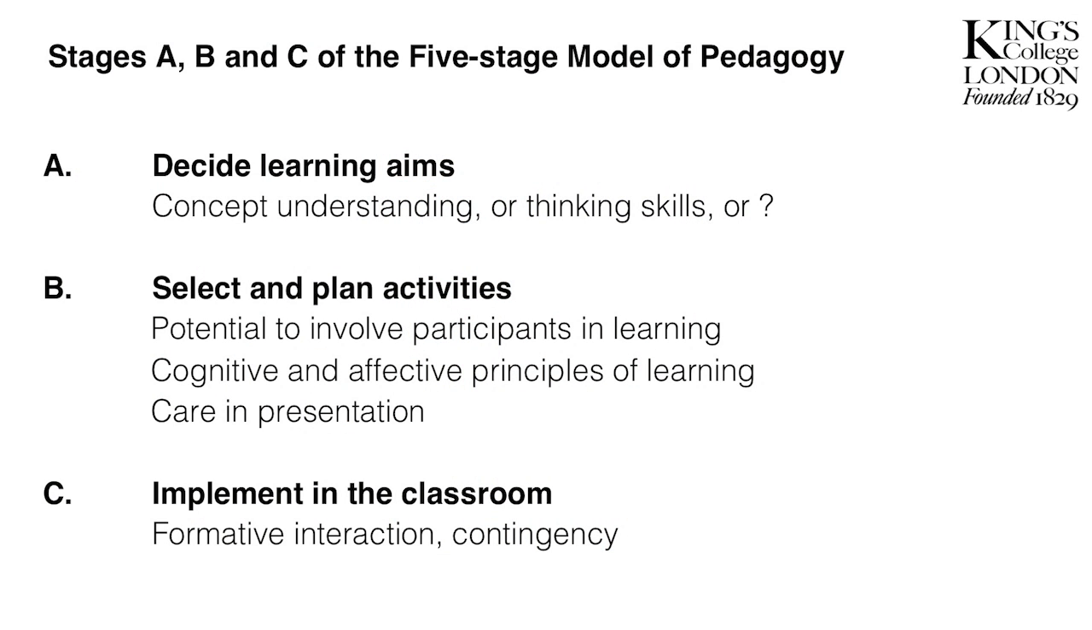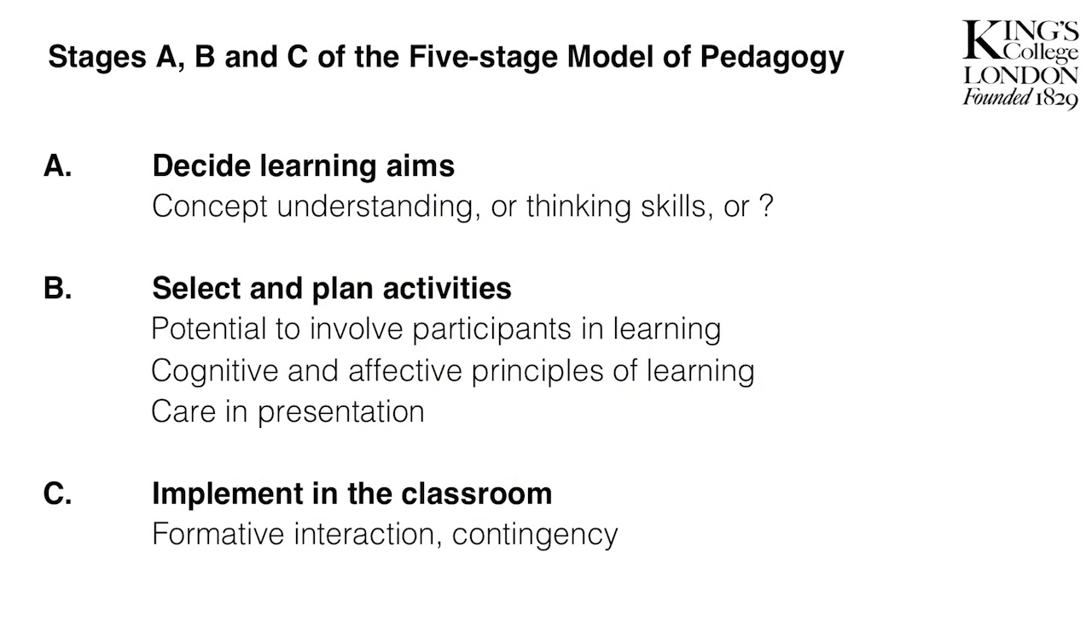Let's look at the first stages of that five-stage model, and they are decide the learning aims. Does that involve concept understanding or thinking skills or simply rote learning or something that everyone should be able to trip off the tongue or whatever? It depends on your educational values and what your ambitions are for education. Then you select and plan activities. You have in mind the potential of those activities to involve the participants in learning. Will they entertain them? Will they excite them? Will they lead them to want to listen? Then in the plan you should build in the cognitive and affective principles of learning, and I'll say more about those two later on. And then of course the best laid plans come to naught if they're not carefully presented with those different possibilities and their potential in mind.